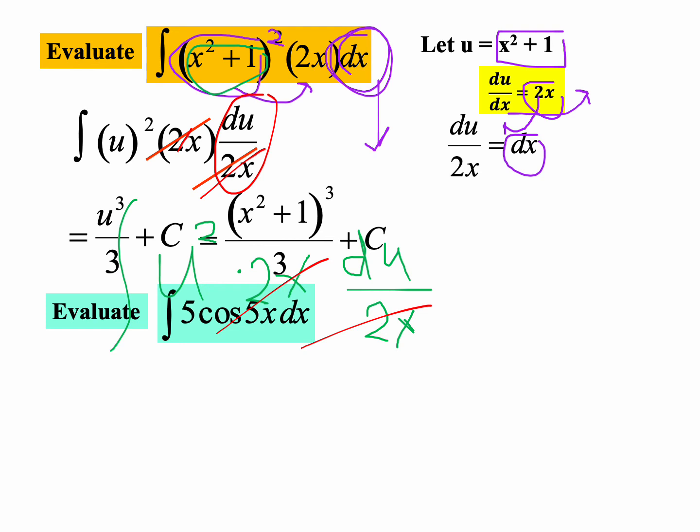Here maybe it's difficult to recognize the integral because we have only cosine. But we need to remember the trigonometrics. What angle here is u? So u here is only 5x. So we need also to find the derivative, which is only 5. Then we need to find dx, which is du over 5.